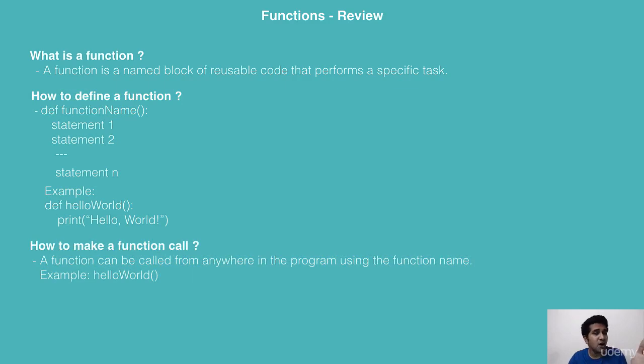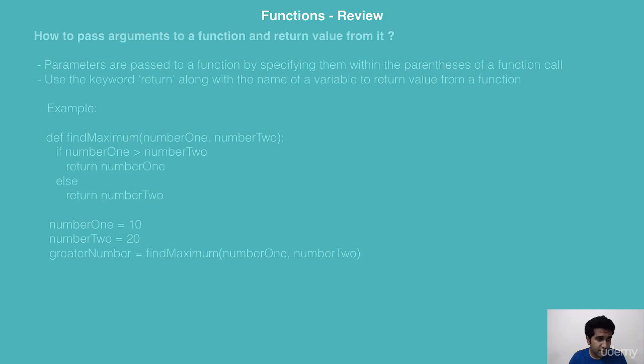Then what we saw was how to make a function call. Now you defined a function. In order to call the function, all you have to do is use the function name with a pair of parentheses. Then we learned how to pass arguments to functions and return value from it.